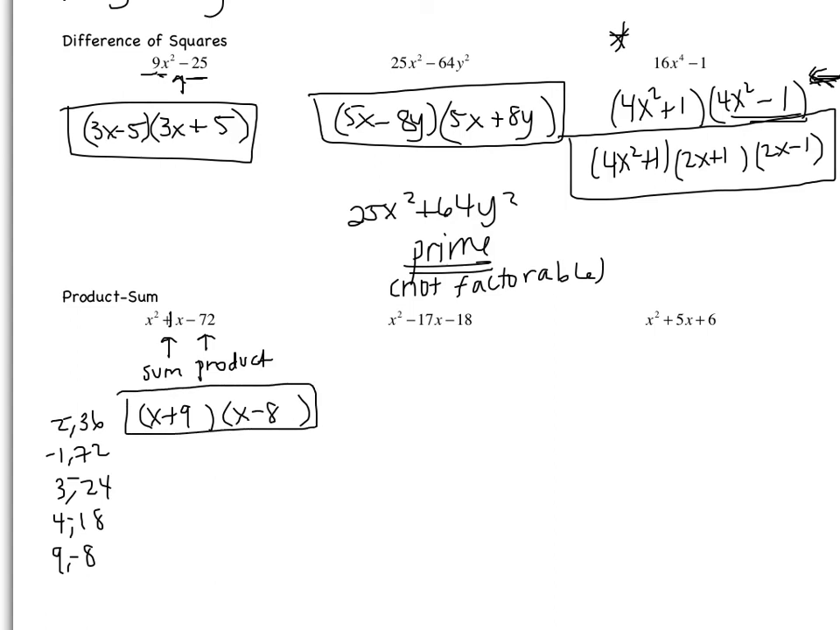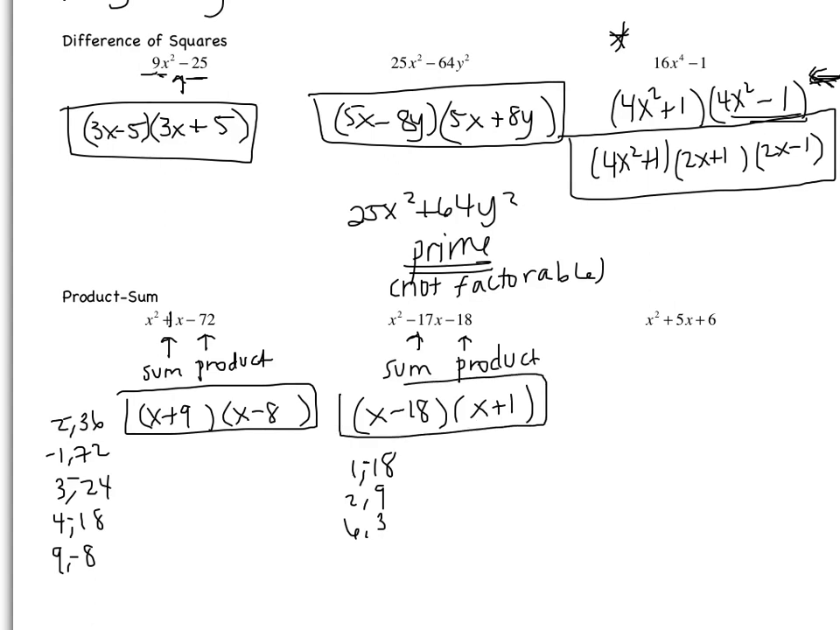And that's it. Okay, so the next one, I'm looking for the 2 numbers whose product is negative 18. They multiply to negative 18, and whose sum is negative 17. I'm going to have an x and an x. Okay, so 18, that's 1 and 18. 2 and 9, 6 and 3. If I make one of them negative, so like a negative 18 and a positive 1, that's going to add to be negative 17. So I'm going to have x subtract 18 and x add 1. And that's the final answer.